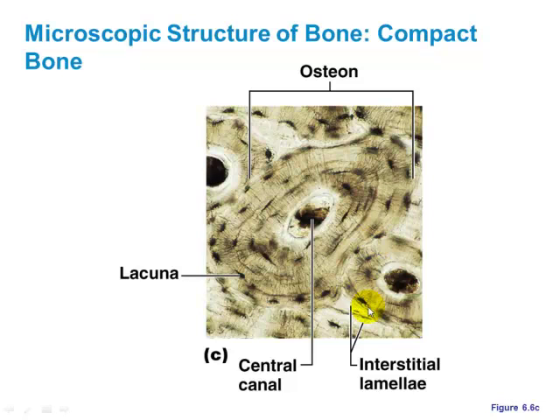Over here, you do see some of those interstitial lamellae that are occurring between this osteon and this osteon. Okay, so here are some of those interstitial lamellae. Now, this isn't under a terribly high magnification, so you will be able to see this under the microscope. Okay, you should be able to identify the different parts of this.